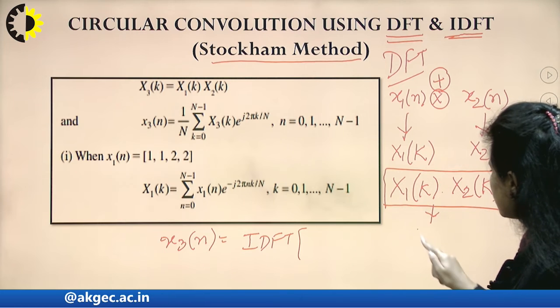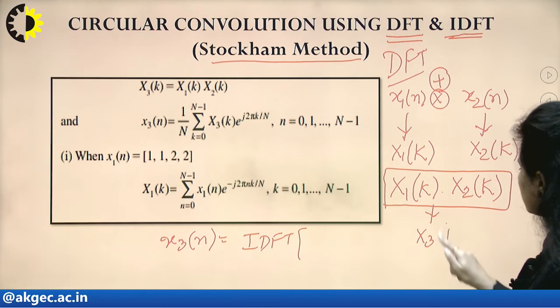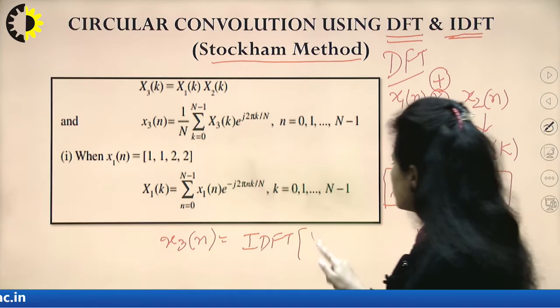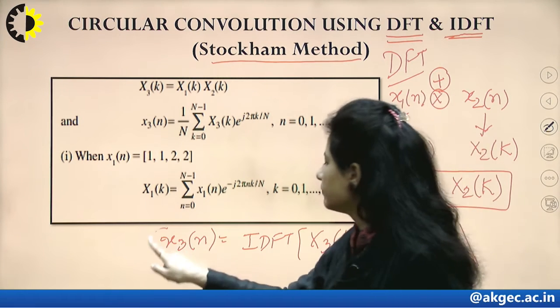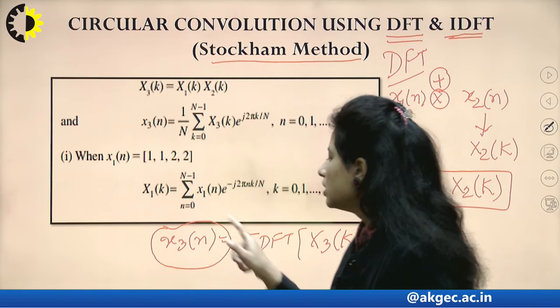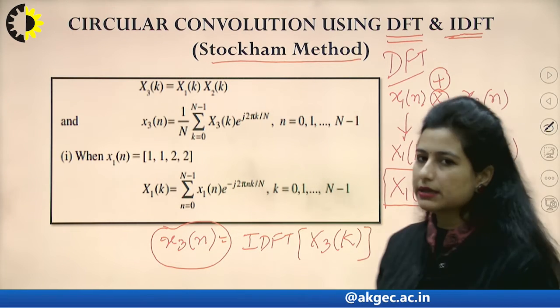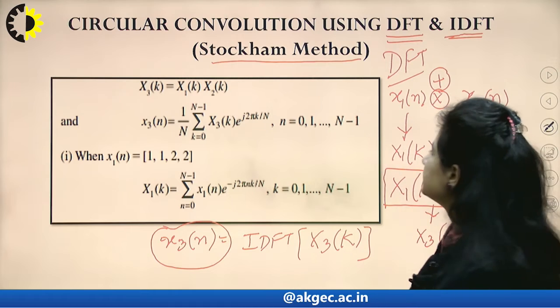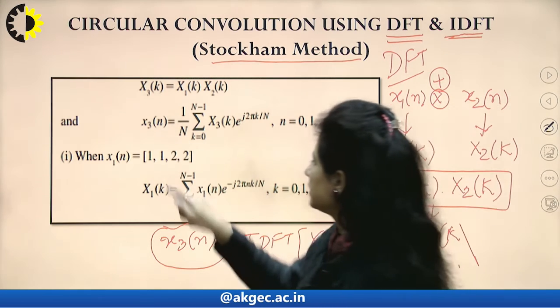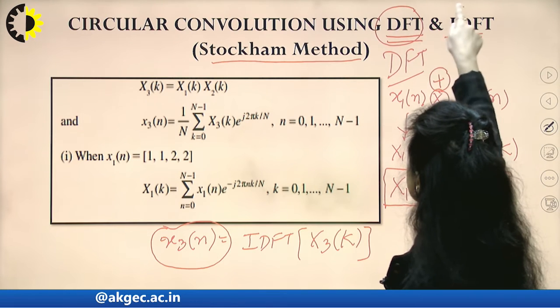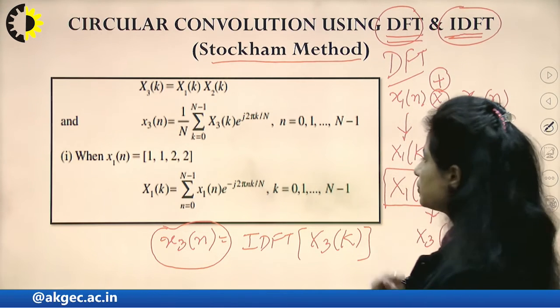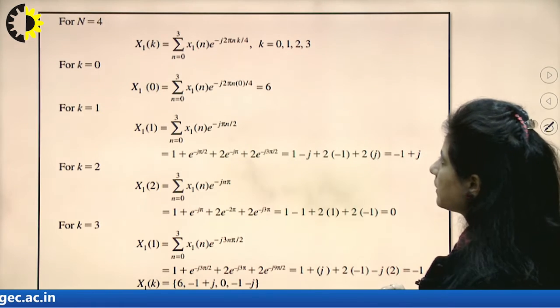Say I am giving it a name x3k. So inverse DFT of this multiplied sequence x3k would give me x3n. So this would be my final circular convoluted sequence. So I'll be using the direct DFT formula, and finally I'll be using the IDFT formula, substituting for the same sequence that we have seen.